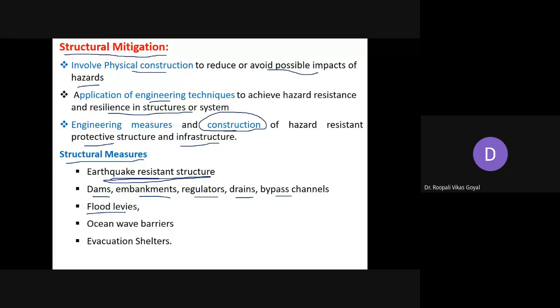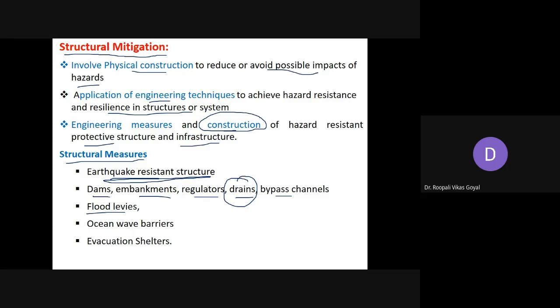So the construction of dams, embankments, and regulators will regulate the flow. Then drains. These drains are very important, because generally it is observed that in city areas, if your storm water drains are not properly cleaned before the monsoon season, then that will be responsible for the flooding. So basically, all these measures are to be applied properly. Flood levees are also useful for avoiding the flood.